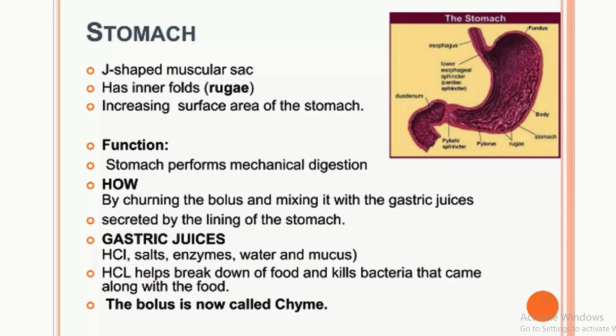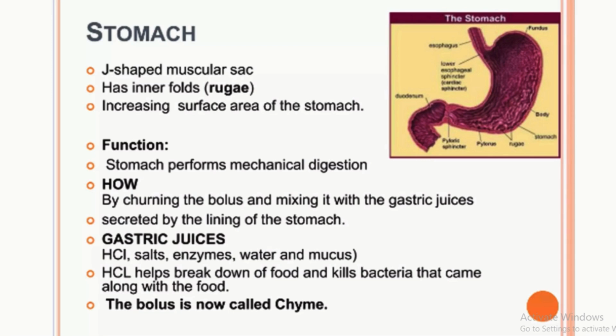So now we discuss what gastric juices will be secreted. The first gastric juice contains hydrochloric acid, salt, enzymes, water, and mucus. So what is the function of hydrochloric acid? It basically helps to break down food and kills bacteria that came along with the food, right? So it breaks down the food and kills the bacteria, right?